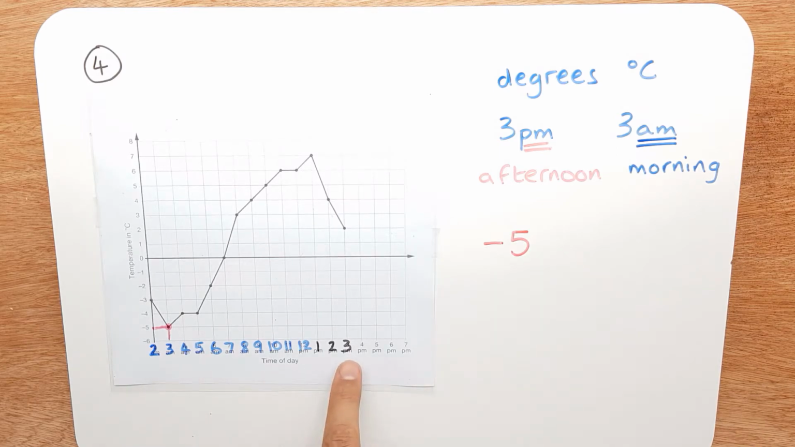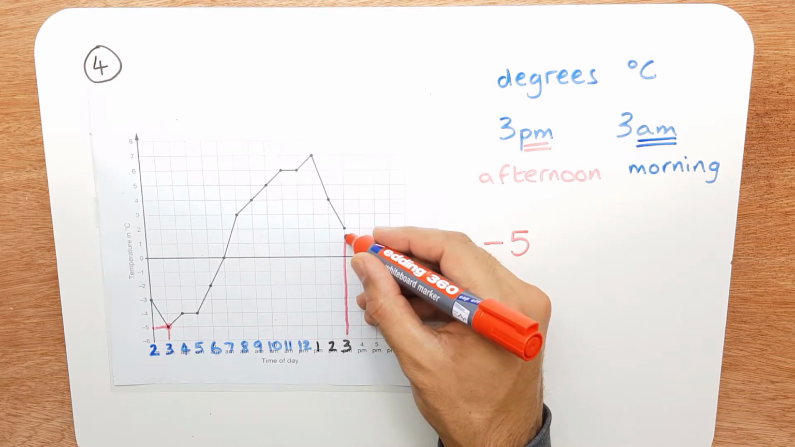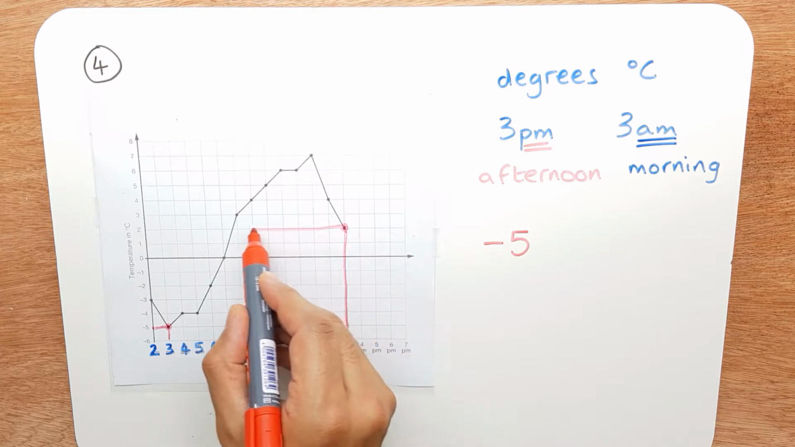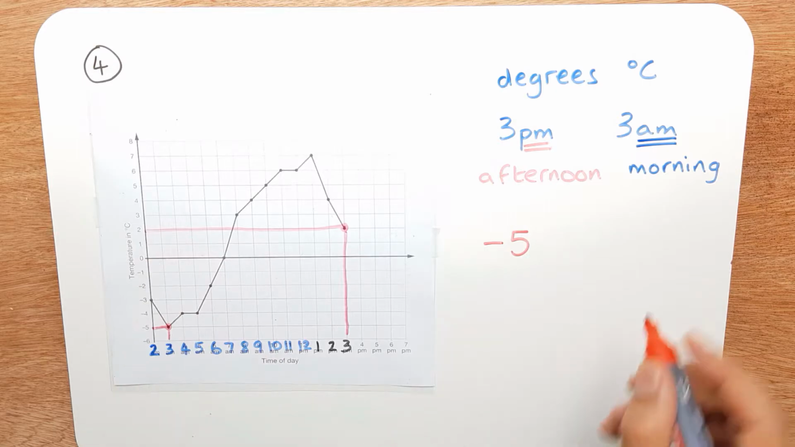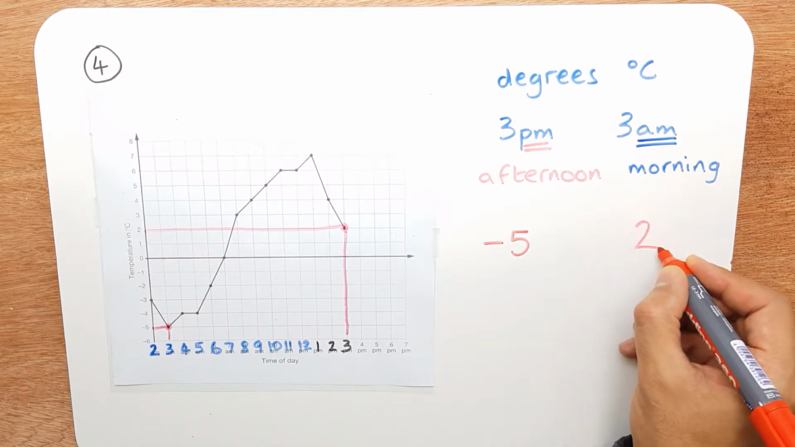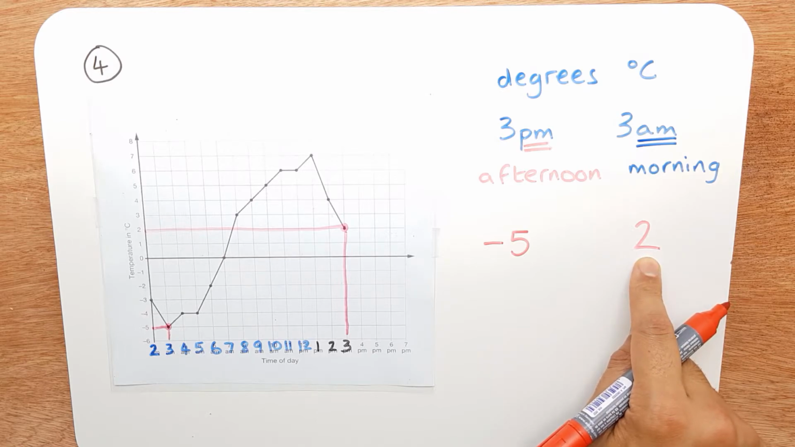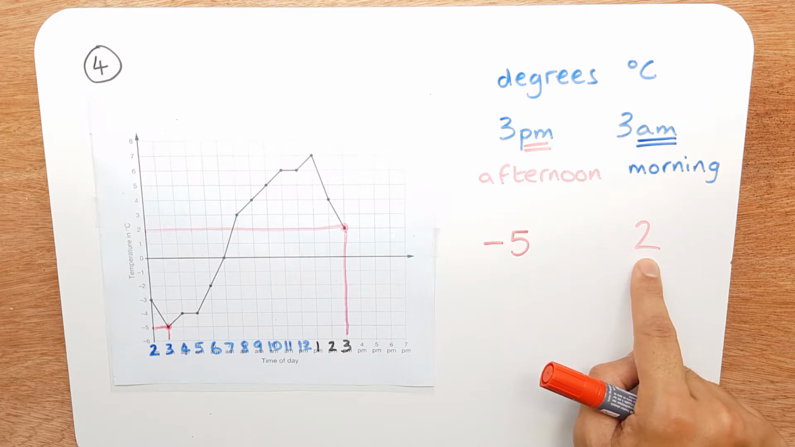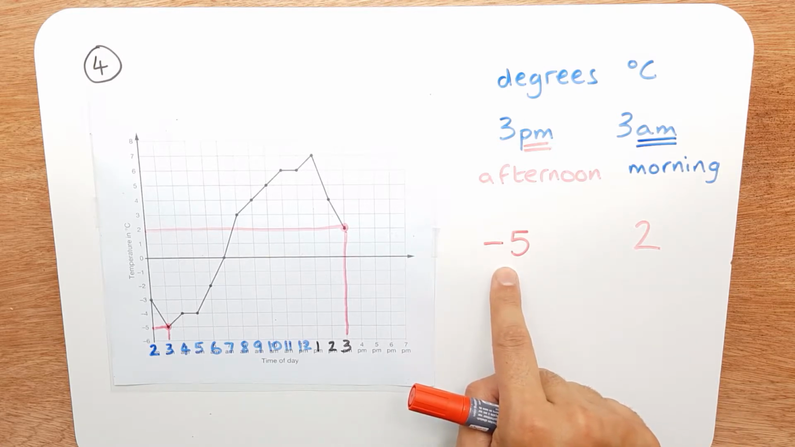We go along to 3 p.m. and we go up here and there's the point. So we read this off carefully and we can see it's 2. So at 3 p.m. it's 2 degrees Celsius. We want to work out how much warmer 2 degrees Celsius is compared to -5 degrees Celsius.